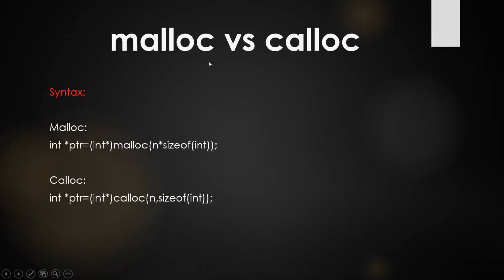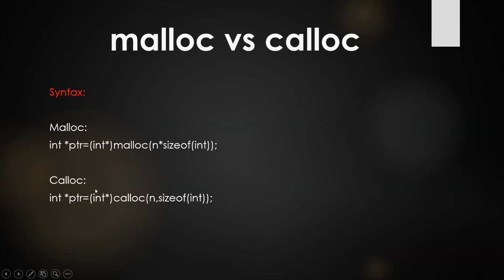Malloc versus calloc. This is the syntax of malloc: int asterisk ptr, int typecasting, malloc function, and n is the size given by the user, times sizeof int. Just for regaining the knowledge of the previous video, malloc is a single memory block. It means we are dynamically allocating memory of a single block.